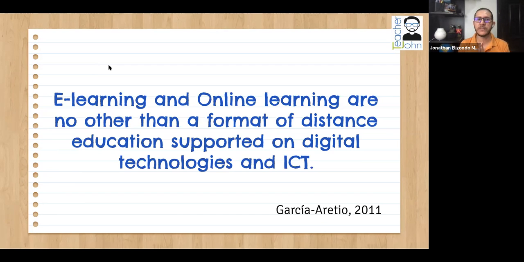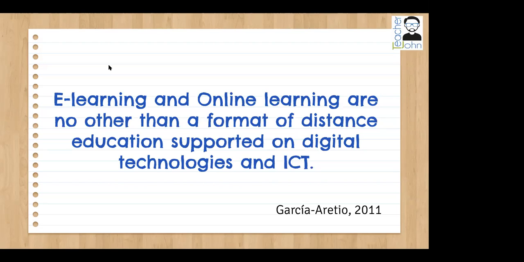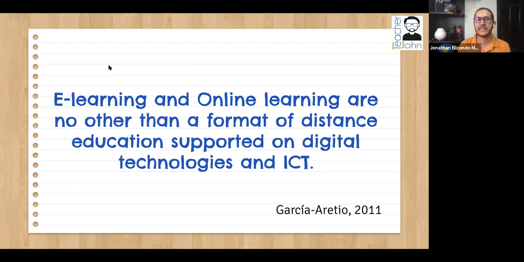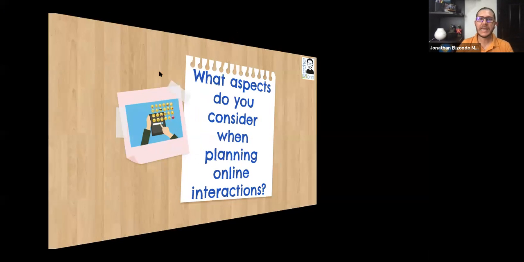So we need to make sure that we understand that it doesn't matter what concept we're working, but for the purposes of this presentation, when I say online learning or e-learning or distance education, it's kind of the same. It's distance education supported on digital technologies and ICTs, okay?